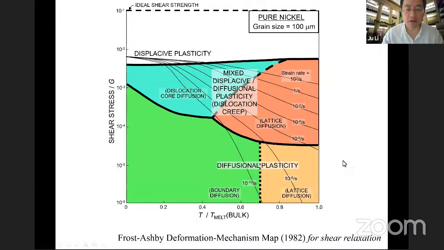So if we look at this traditional deformation mechanism map, where the x-axis is the homologous temperature, so it's the exposure temperature normalized by the bulk melting temperature, and the vertical axis is the deviatoric shear stress normalized by the shear modulus, then Frenkel's prediction is here.